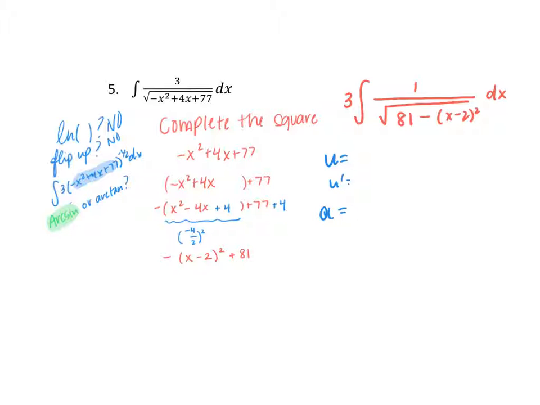So in this problem, what is my u? X minus 2. So u prime is 1, which is nice. What's a? 9. For arc sine, do I want u prime in my numerator, or do I want a u prime? I just want u prime. And I have u prime. Now that I pulled the 3 out, I have u prime. So I just get 3 arc sine u over a, so x minus 2 over 9 plus c.